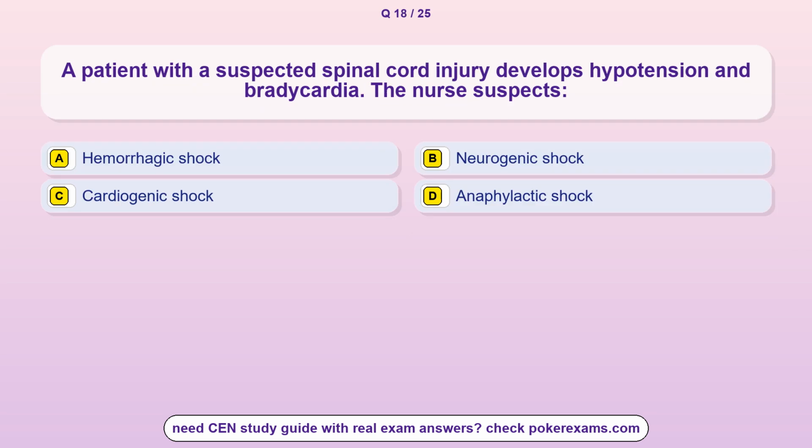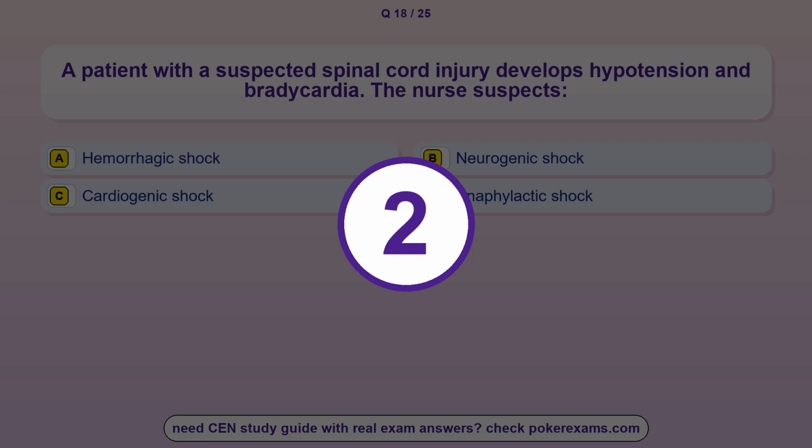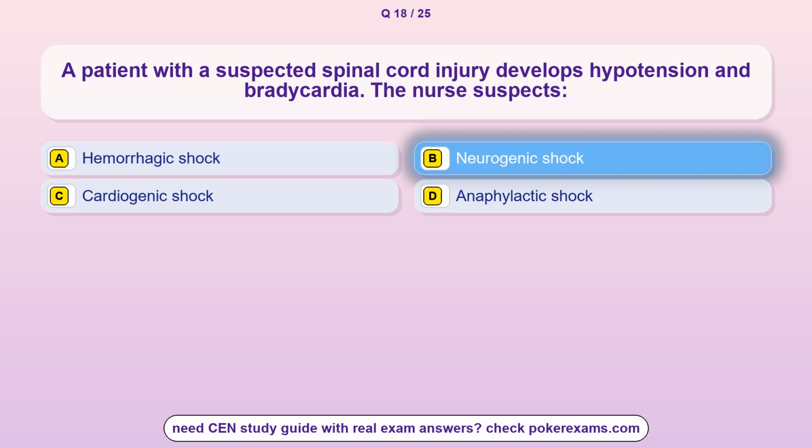Question 18. A patient with a suspected spinal cord injury develops hypotension and bradycardia. The nurse suspects option A, hemorrhagic shock. Option B, neurogenic shock. Option C, cardiogenic shock. Option D, anaphylactic shock. The correct answer is option B, neurogenic shock.